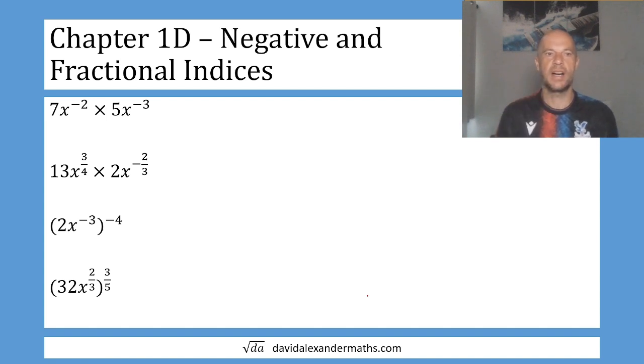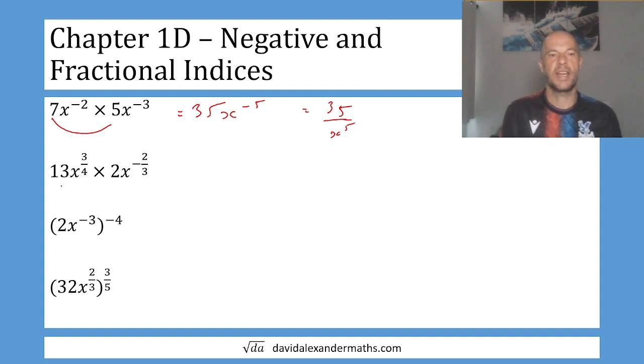Okay, so here we are doing some funky things with some powers. So do the numbers first. 7 times 5 is 35. x to the negative 2 times x to the negative 3 is x to the power of minus 2 plus minus 3. Remember, when we're multiplying powers of x, we add the powers. Minus 2 plus minus 3 is the same as minus 2 minus 3, so minus 5. And another way you could write it is 35 over x to the power of positive 5. Sometimes that might be a more helpful way of writing it.